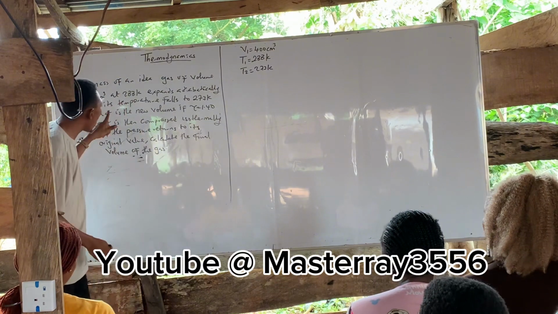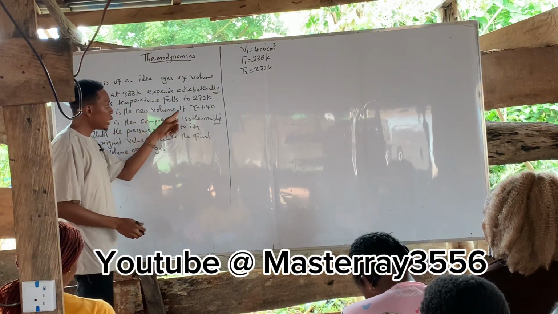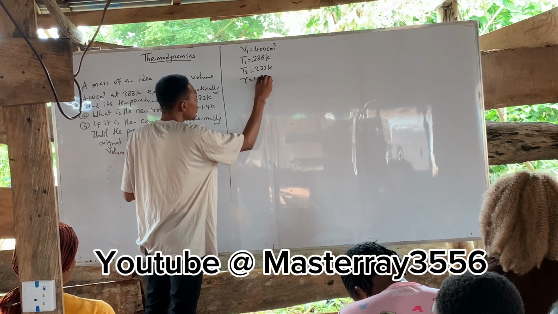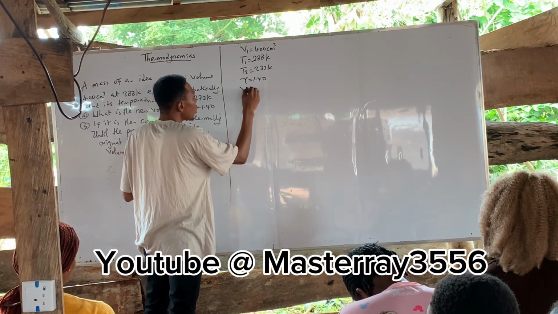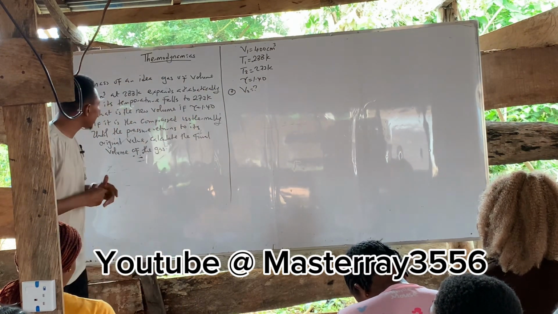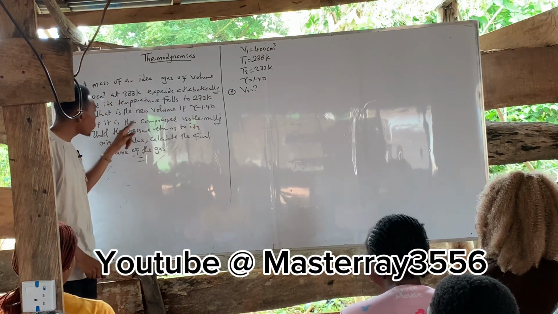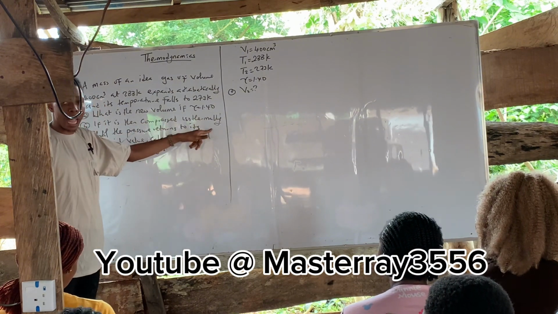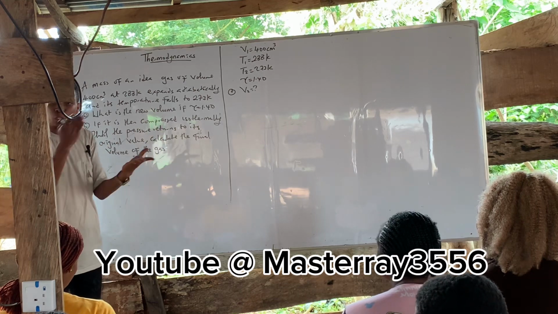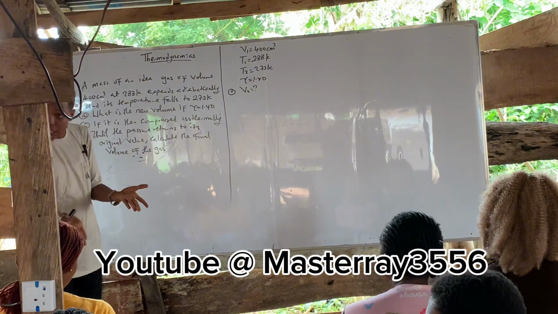Now we are told that what is the new volume? If gamma is, we are giving gamma, right? To be 1.40. Then we are now looking for what? V2. That's number one. So number two, we are now told that if it is then compressed isothermally. I give thermodynamic process now. Isothermal, isochoric, isobaric, adiabatic, is it not?